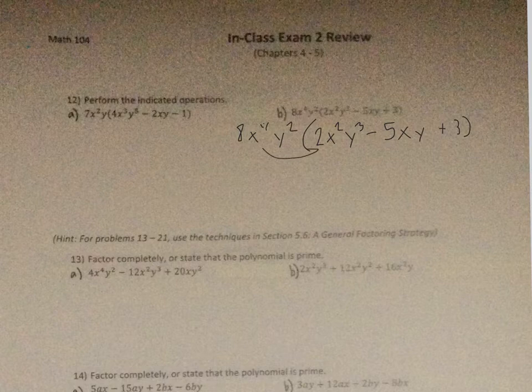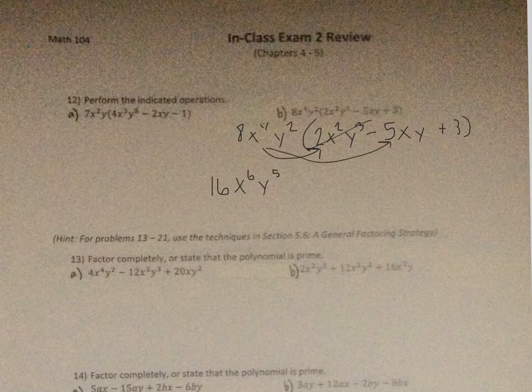So I'm going to distribute this first to the first term. We're going to combine the constants, the x's, and then the y's together. So 8 times 2 would be 16. X to the 4th times x squared is x to the 6th. Y squared times y cubed is y to the 5th. So then we've multiplied that first term.